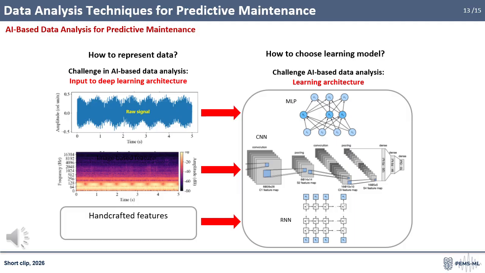Multi-layer perceptrons work well with feature vectors. Convolutional neural networks handle image-like data, like spectrograms, and recurrent neural networks excel at sequential data with temporal dependencies. Picking the right model is crucial for detecting faults and predicting anomalies reliably.